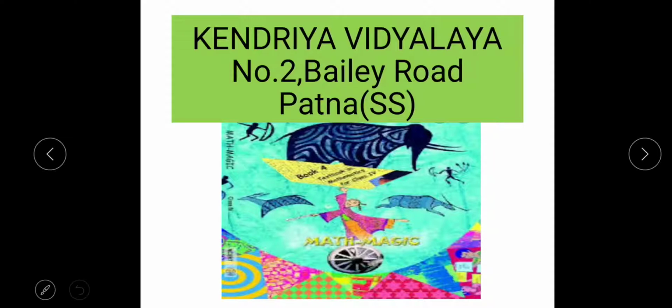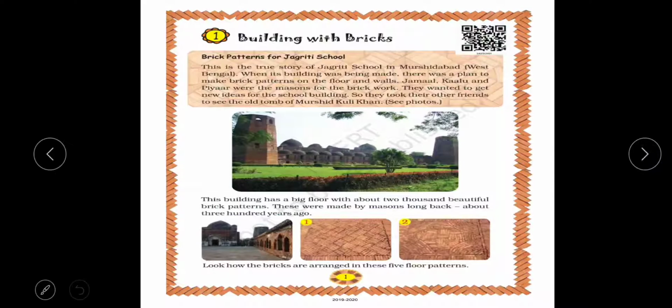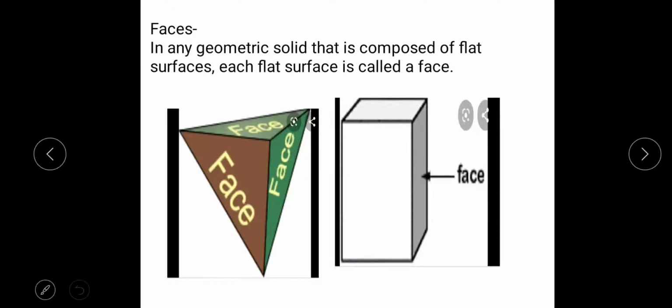So we have started the first chapter of the class 4th mathematics book. Now we are going to continue with the chapter. In our first two videos, we have discussed the brick patterns and then the faces of a solid. In faces, we discussed that in any geometric solid composed of flat surfaces, each flat surface is called a face. Today we are going to discuss two more properties, that is edges and vertices.